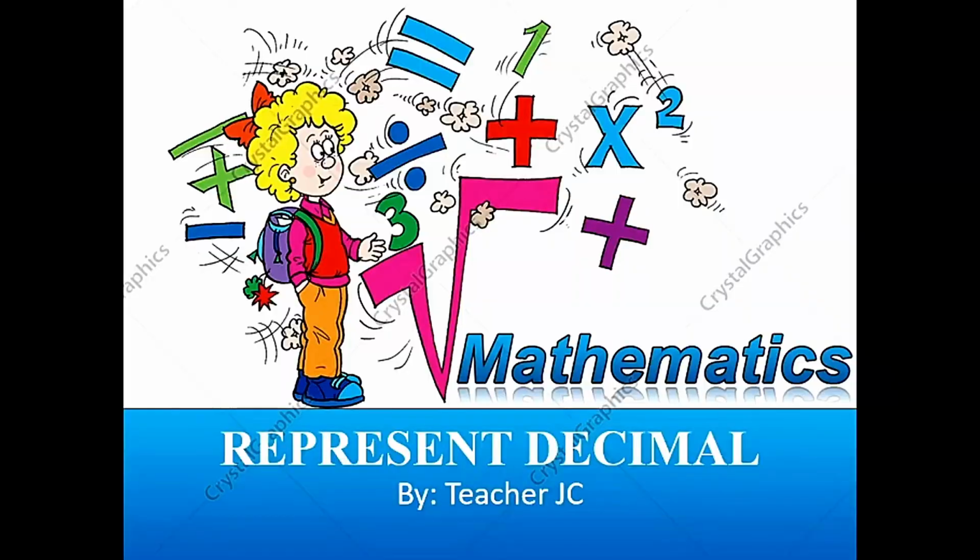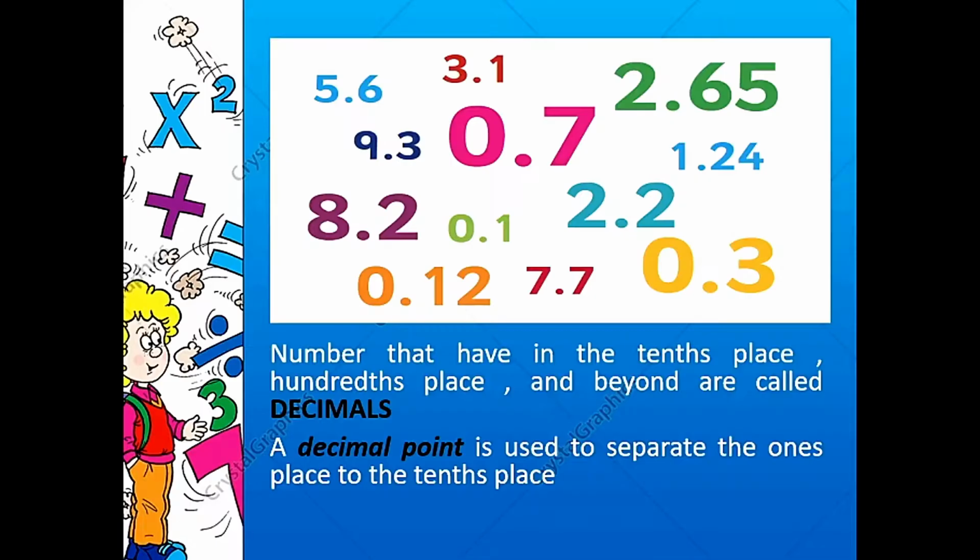In today's video, I will be discussing how to represent decimals. Numbers that have been in the tenths place, hundredths place, and beyond are called decimals. A decimal point is used to separate the ones place from the tenths place. On the top, you will see examples of decimals. Now, let's try to use this one. 0.7. 0 is our ones. We have the decimal point, and our tenths place is 7.